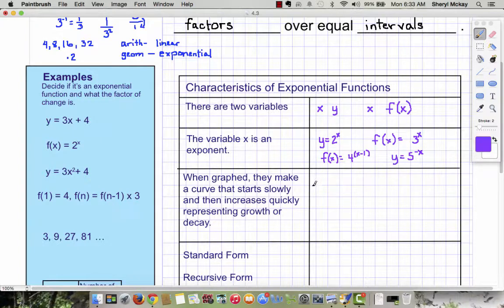Remember, a linear function, when you graph it, is a straight line. Okay? It's a line. But in an exponential function, you're looking at a curve.